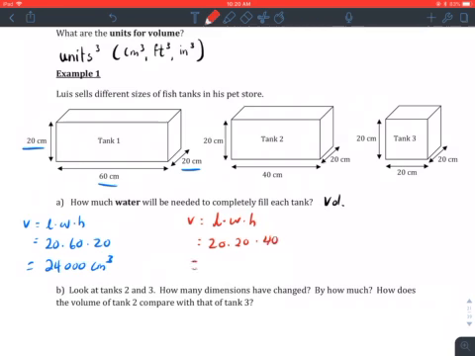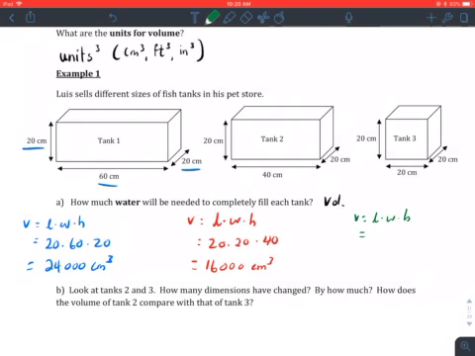In red for tank 2, length times width times height, 20 multiplied by 20 multiplied by 40, and we get 16,000 centimeters cubed. So even though they are the same shape, they're both rectangular prisms, you can see that the volume varies quite drastically. One tank is larger than the other.